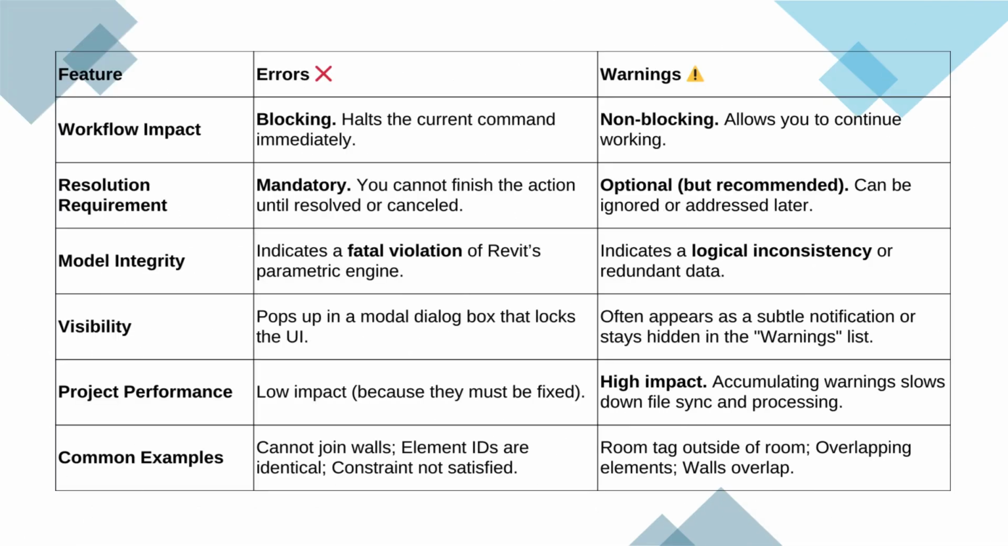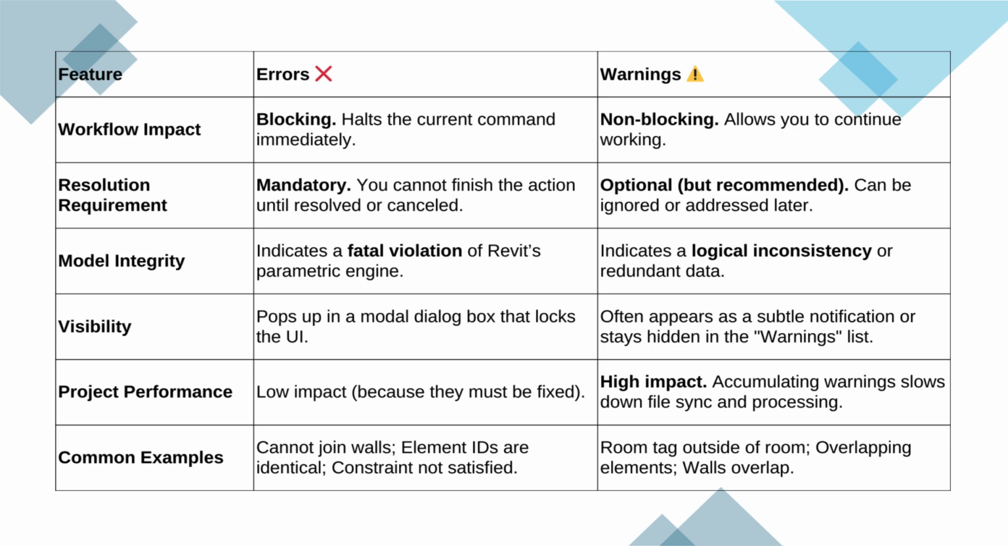In Revit, understanding the difference between errors and warnings can save time, prevent mistakes, and maintain model integrity. Workflow impact: errors stop your workflow, while warnings allow it to continue without immediate fixes. You cannot proceed until you resolve or cancel errors, though you can ignore or address warnings later. Errors indicate fatal violations of Revit's parametric engine, while warnings indicate logical inconsistencies or redundant data.